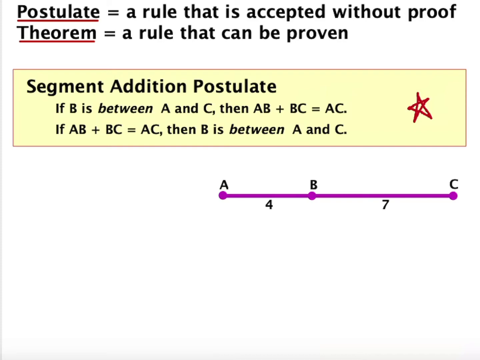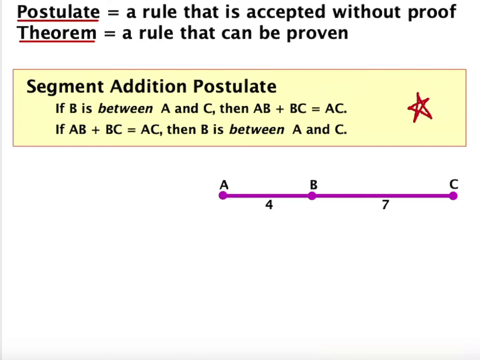It says, if B is between A and C, then the length of AB plus the length of BC equals the length of AC. If the length of AB plus the length of BC equals the length of AC, then B is between A and C. That sounds super confusing, but the picture will help. So let's look at the picture and what they're trying to tell us.